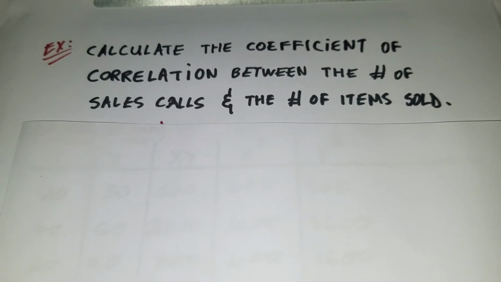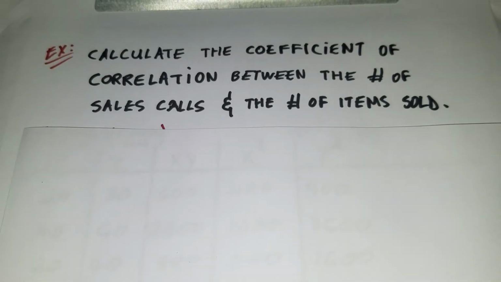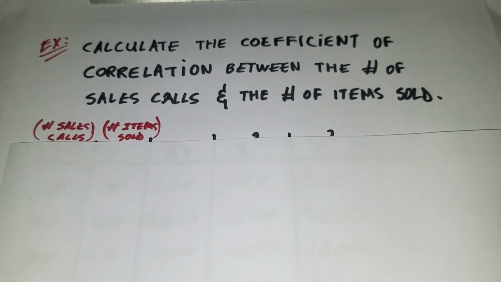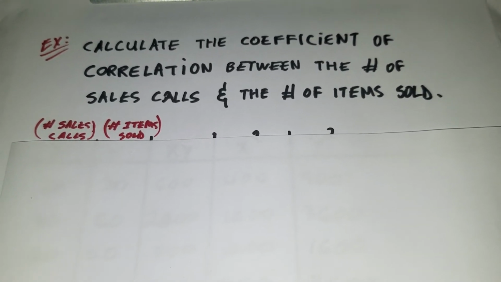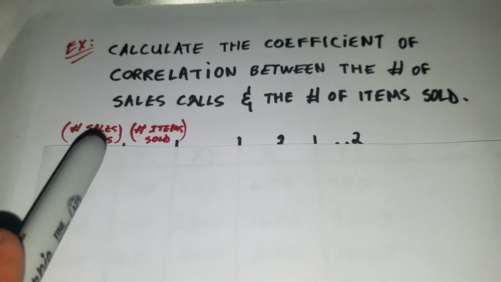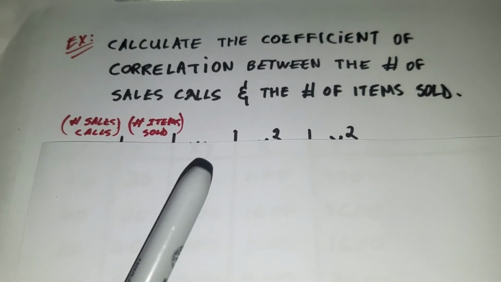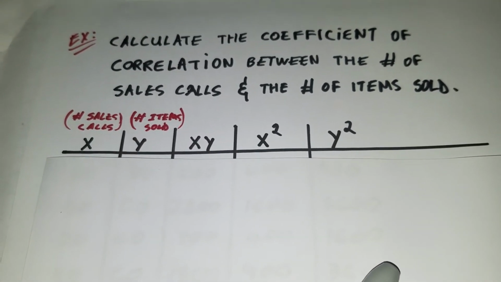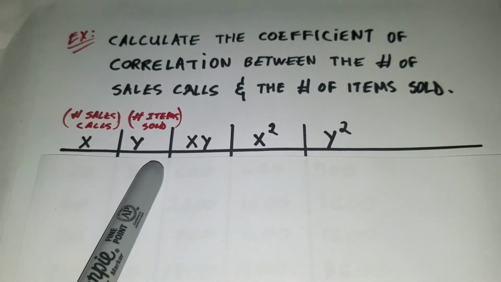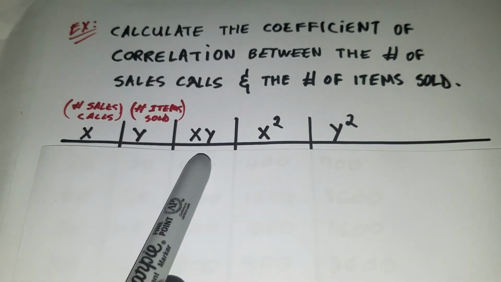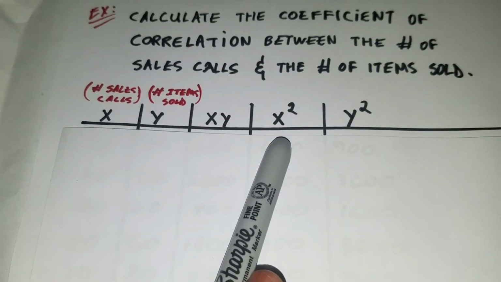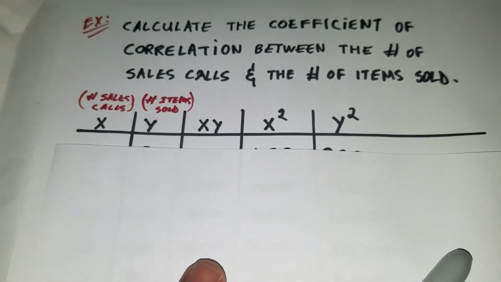Now, remember, X would be the number of sales calls made, while Y would be the number of items each sales rep sold. Now, we want to calculate how strong the relationship between these two variables, the X and the Y, is. So the first thing that we need to do is set up 5 columns. The original X column, the original Y column, a column that is X multiplied by Y, a column that is X squared, and a column that is Y squared.